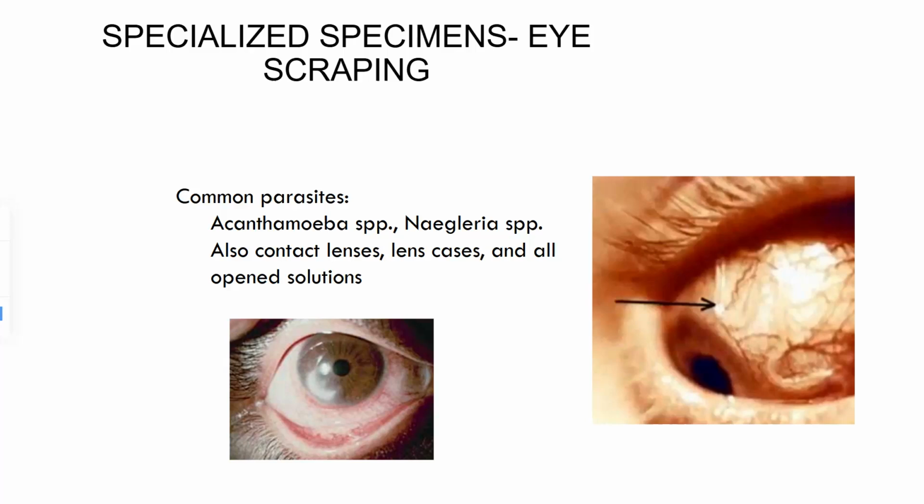This one's super gross. Eye scraping. So here we've got Acanthamoeba, Naegleria, also in contact lenses, and all open solutions. This guy in the eyeball is most likely the Microfilaria loa loa, which we'll learn about as we go through these next few weeks. Acanthamoeba is a pretty common cause of this cloudy white patch that forms in the eye and has been associated with contact lenses.